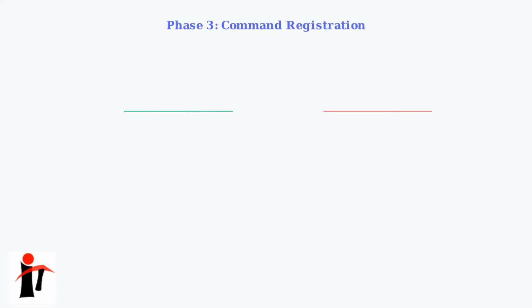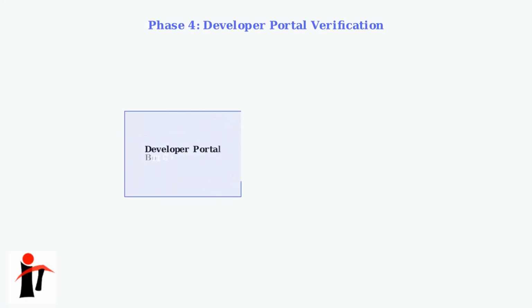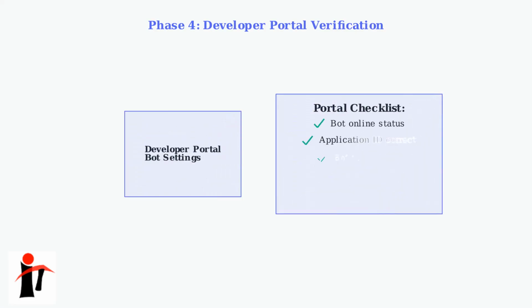Phase 3 focuses on command registration. If your commands aren't appearing, you may need to re-register them. Test with guild commands first, since they update immediately, while global commands can take up to 1 hour to propagate. Phase 4 involves using the Discord developer portal to verify your application settings. Check your bot's online status, review application settings, and ensure your bot token is correctly configured.